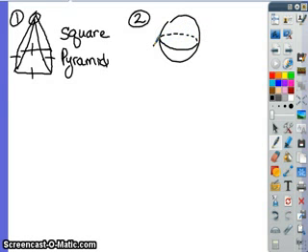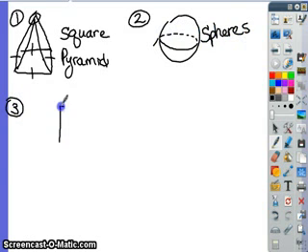So next we have this object. A sphere. Okay, I think for the most part, we're okay with the spheres. We know what spheres look like. Number 3. Can you say it? Sure. Rectangular prism. Good.